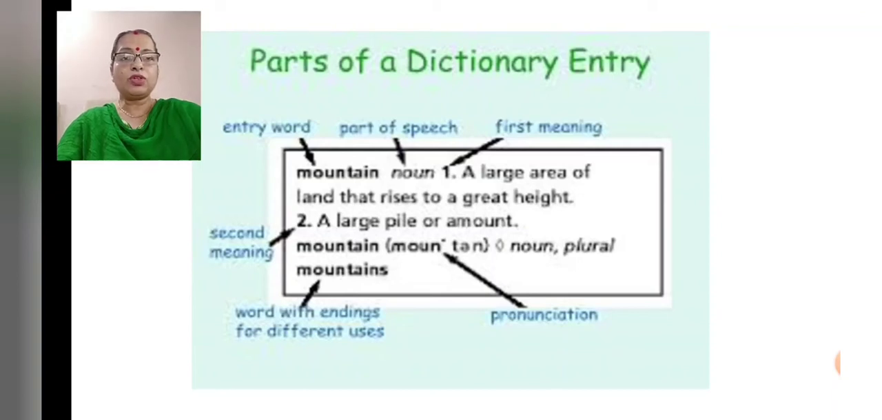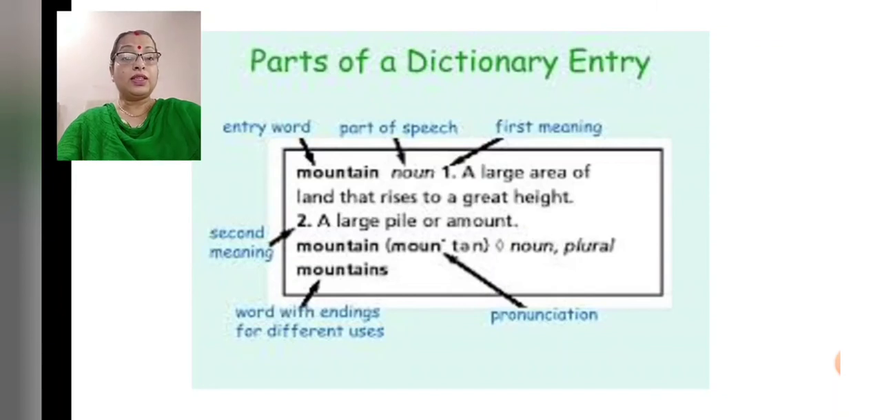The next thing you find is number 1 given. So here is the first meaning. What is the meaning of this word mountain? The first meaning is a large area of land that rises to a great height. So this word has two meanings. What is the second meaning? You can see that number 2 is given: a large pile or amount.